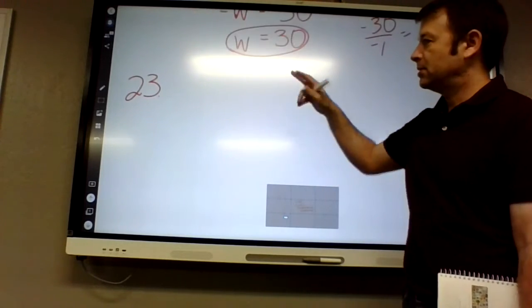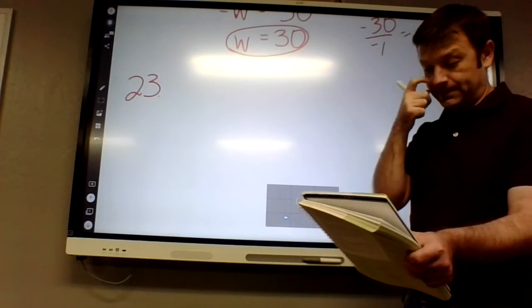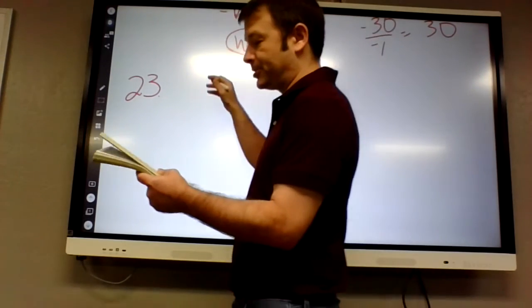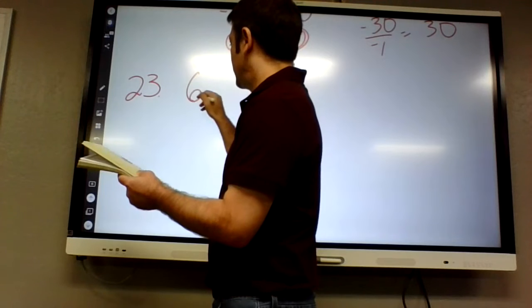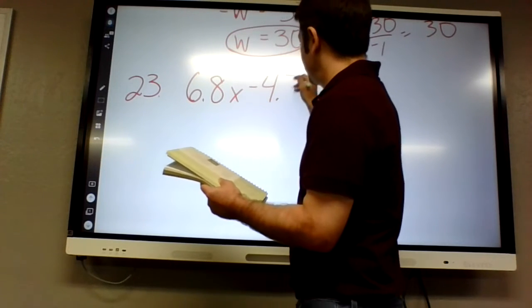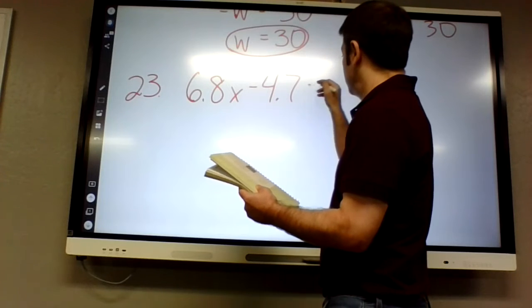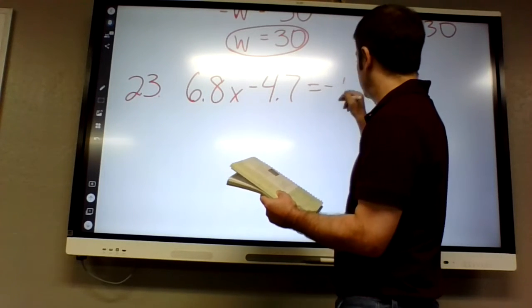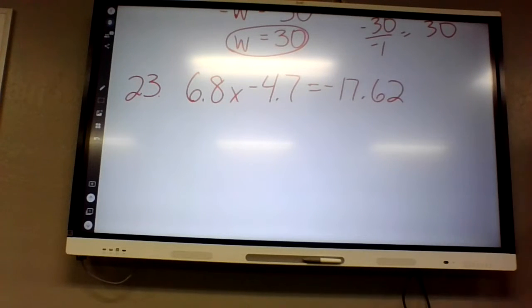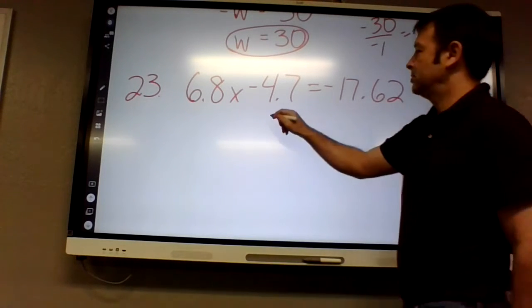All right. There really isn't anything very special about 23. You do the exact same things, just don't let the decimals freak you out. That's all you can do. So, Emily will give you this one. What should I do first, do you think? You're going to add 4.7. Right.